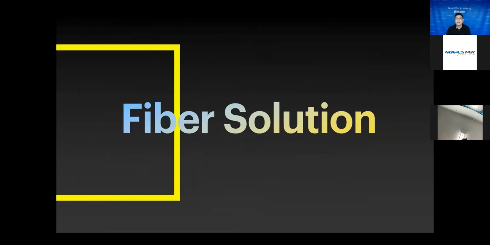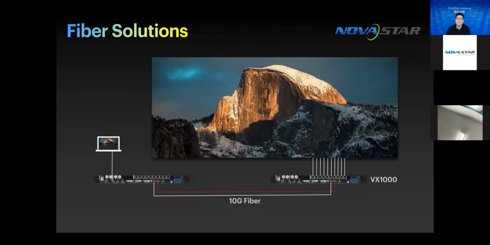Next, let's see the fiber solution together. As we just mentioned, VX1000 has fiber converter mode. So if you have multiple VX1000 units, there's no need to buy another converter. Just get the SFP module and insert it into the device. You will be good to go.